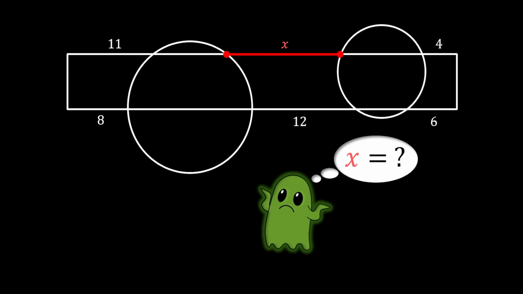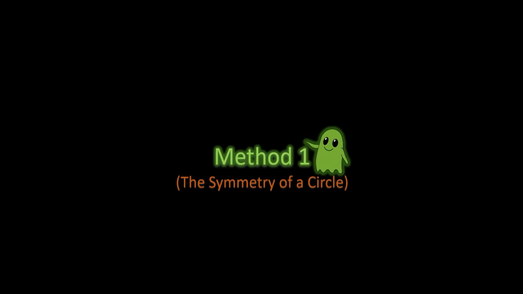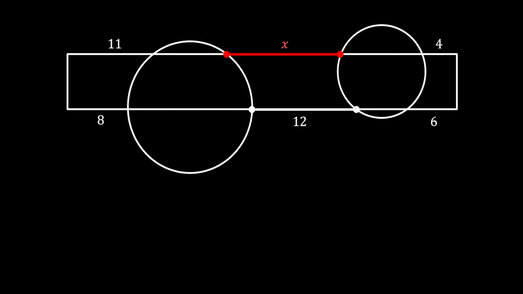Alright, so let's solve this problem together. So first, I'm going to show you Amir's method, which I call the symmetry of a circle. In this method, we're first going to label the center of our circle on the left, and we're going to pull a vertical line through this center. This line will be perpendicular to the length of our rectangle.